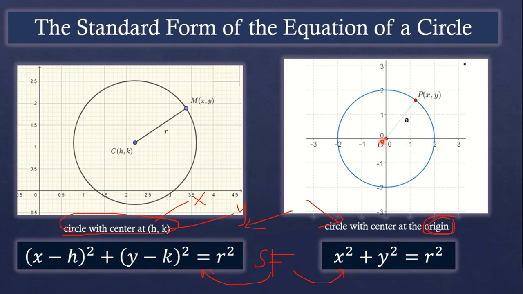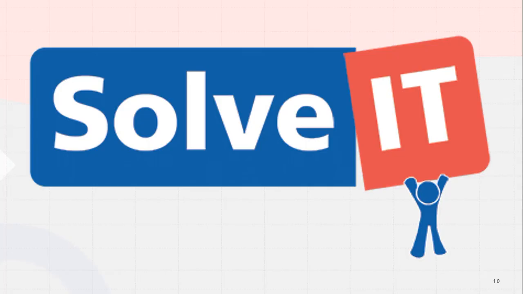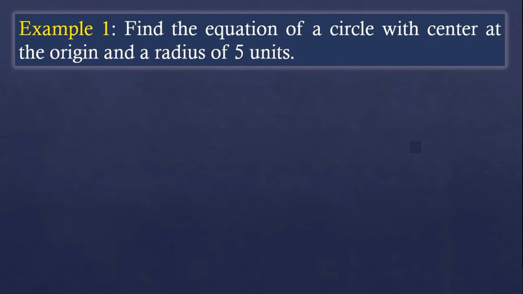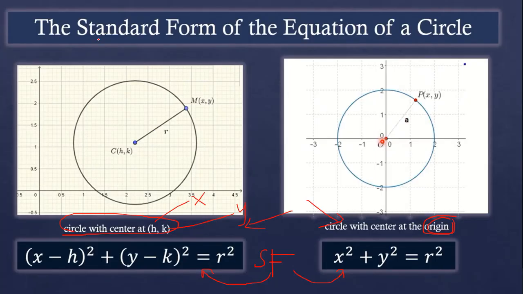So we're going to apply now the definition and the formula we discussed in the previous slides, and this is example number 1. Madali lang po ito. Find the equation of a circle with center at the origin and a radius of 5 units. We're going back to the previous slide. This is the origin, meaning yung center natin is 0, 0, and we're going to use x squared plus y squared is equal to r squared.